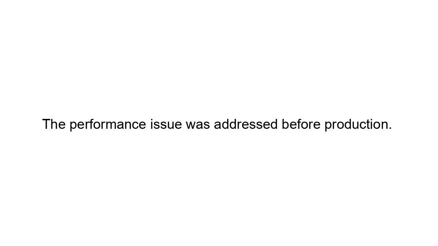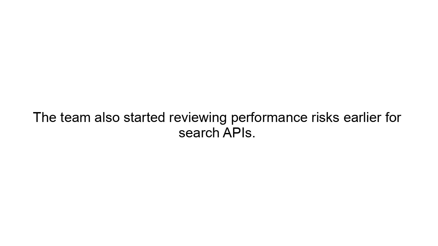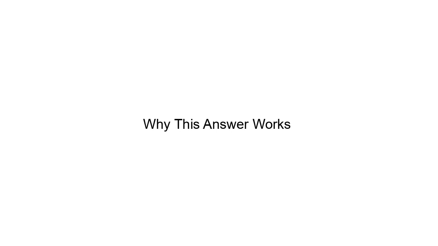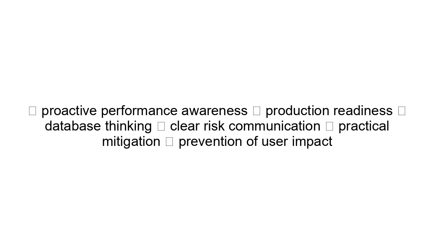Result: the performance issue was addressed before production. The API response time became more stable under larger data volume. The team also started reviewing performance risks earlier for search APIs. Why this answer works? This answer is strong because it shows proactive performance awareness, production readiness, database thinking, clear risk communication, practical mitigation, prevention of user impact.